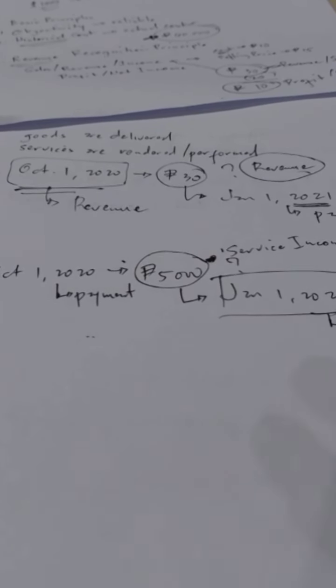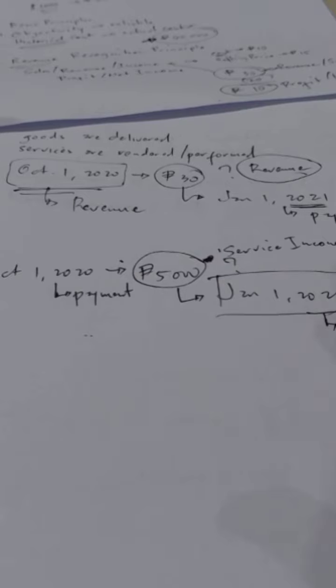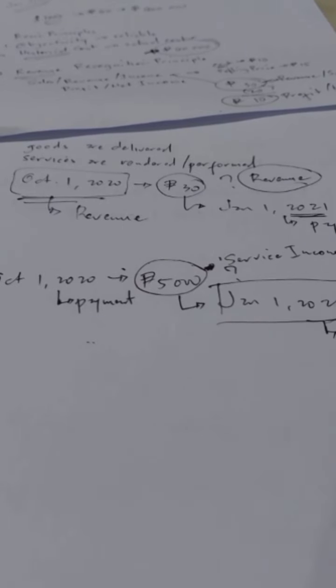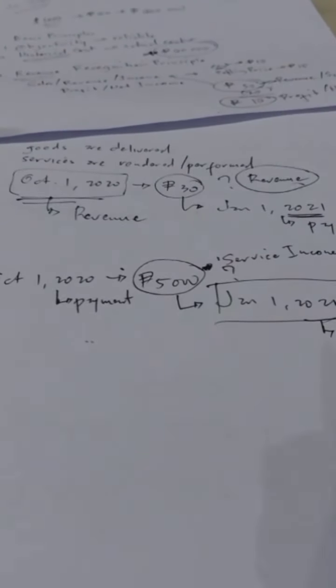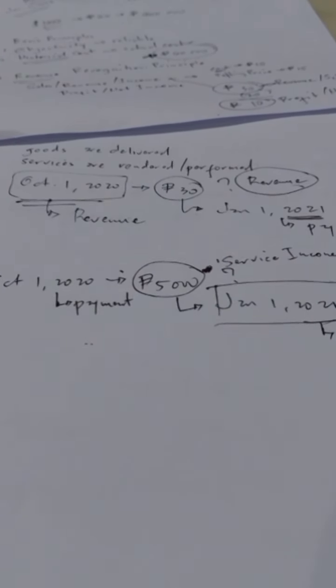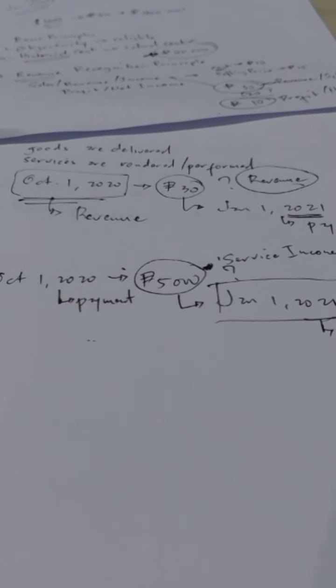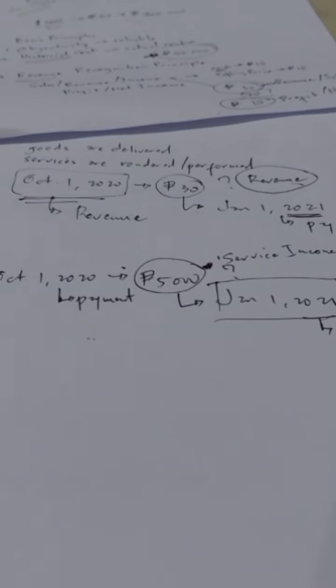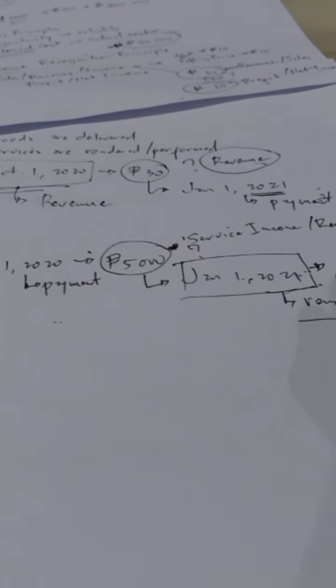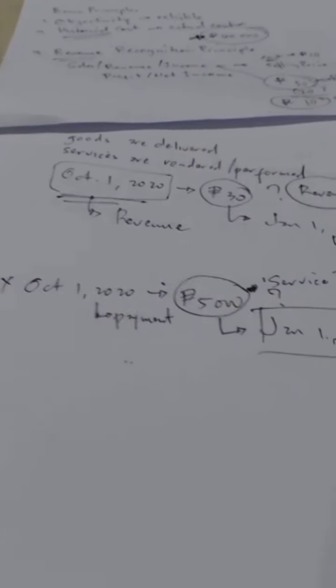So, basta ang tatandaan ninyo, yung revenue, kung kailan mo siya i-recognize, kung kailan ka naka-deliver ng goods, or kung kailan ka naka-render ng service. Regardless kung kailan ka naka-receive ng payment. So, ang titingnan mo kung kailan ka naka-deliver ng goods or naka-render ng services. Dito, January 1, 2021 pa lang ikaw magre-recognize ng revenue. Noong October 1, 2020, naka-receive ka ng cash, binayaran ka agad ng customer pero hindi ka pa nagre-render ng service.